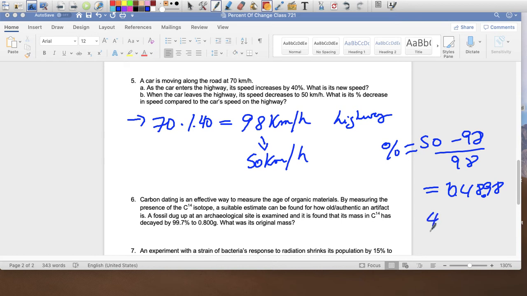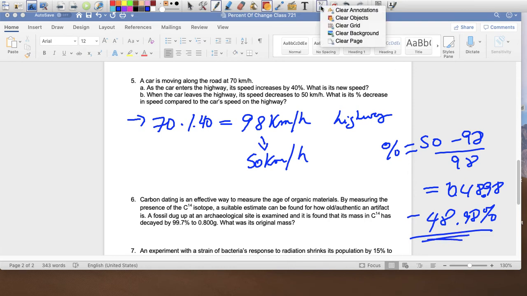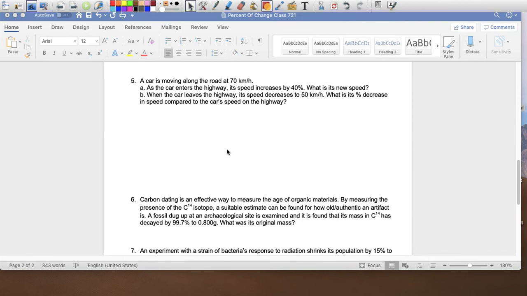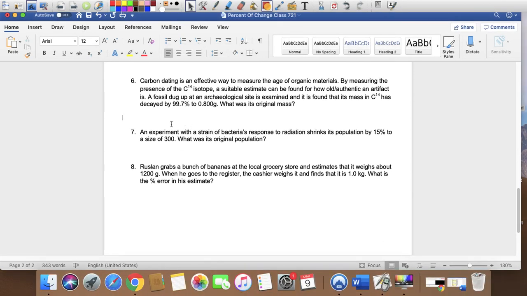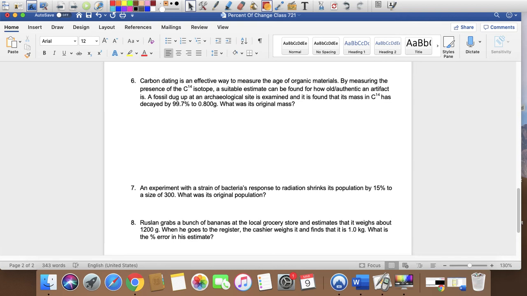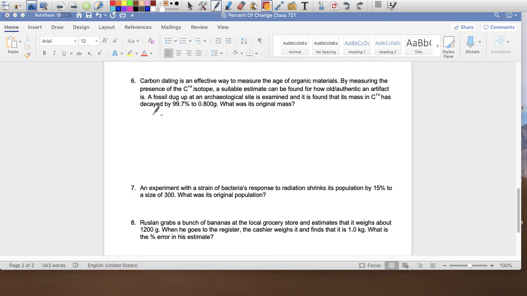And if we change that to a percent, it's going to be negative, by the way. So the speed decreased by 48.98%. Okay, and that was number 5. Number 6, something about carbon dating, something that's really old, by measuring the C14 isotope, etc. So something that was found and examined has decayed by 99.7% to 0.800 grams. What was the original mass?